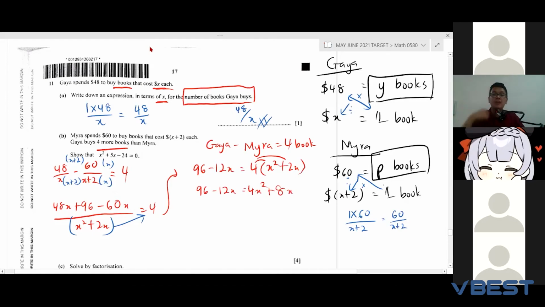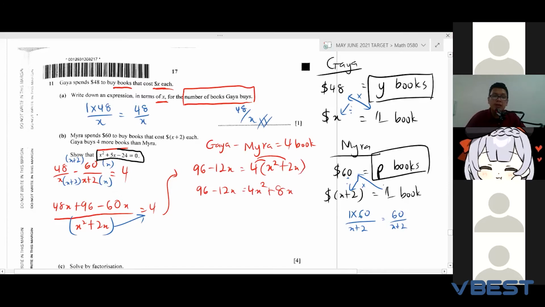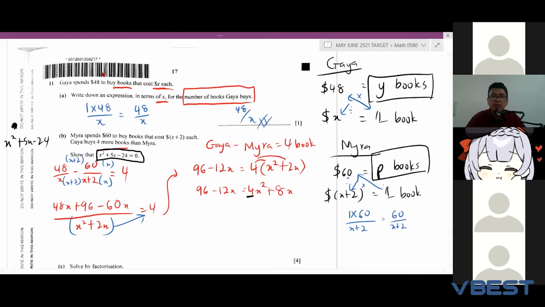And then after that, you can either substitute on the right side or I substitute on the left side, also can. But you make sure that the value of a here is positive. It's actually x squared plus 5x minus 24. The value of a here is positive 1. So I make sure that the a here is also positive. So I move everything to the right side.